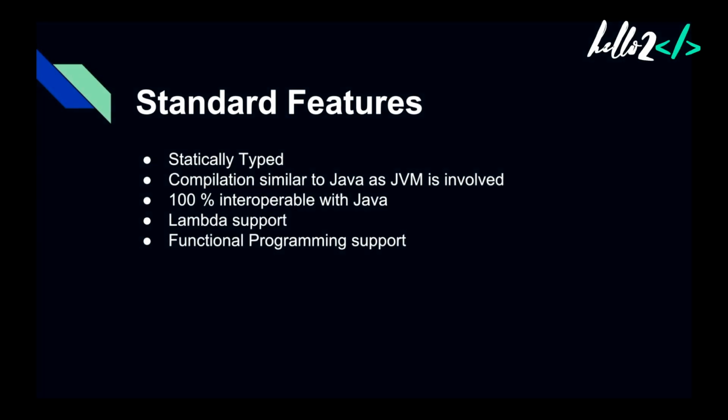First is the typed language. Now, some of you might not know what a typed language is. A typed language is one where the type of a variable is determined either at compile time or during runtime. Now coming to Kotlin, it is strictly a statically typed language like Java, C++, C#, and the list goes on.